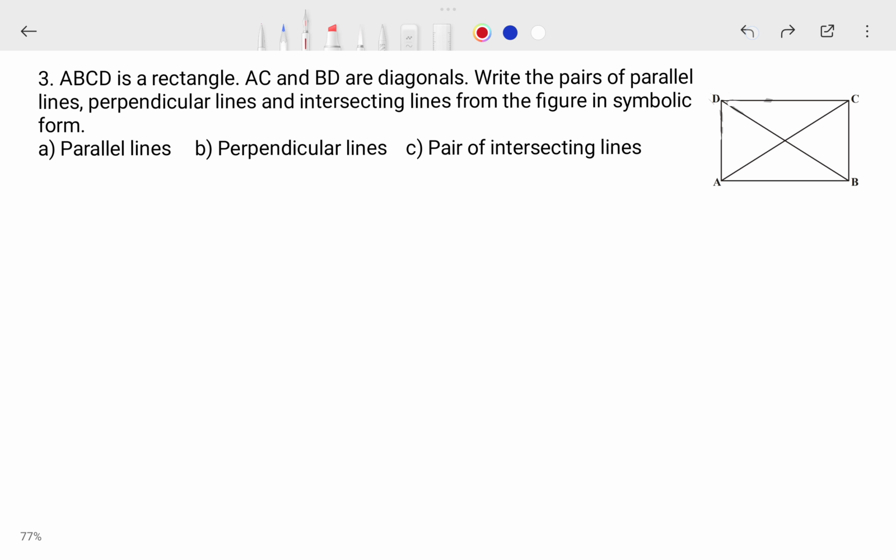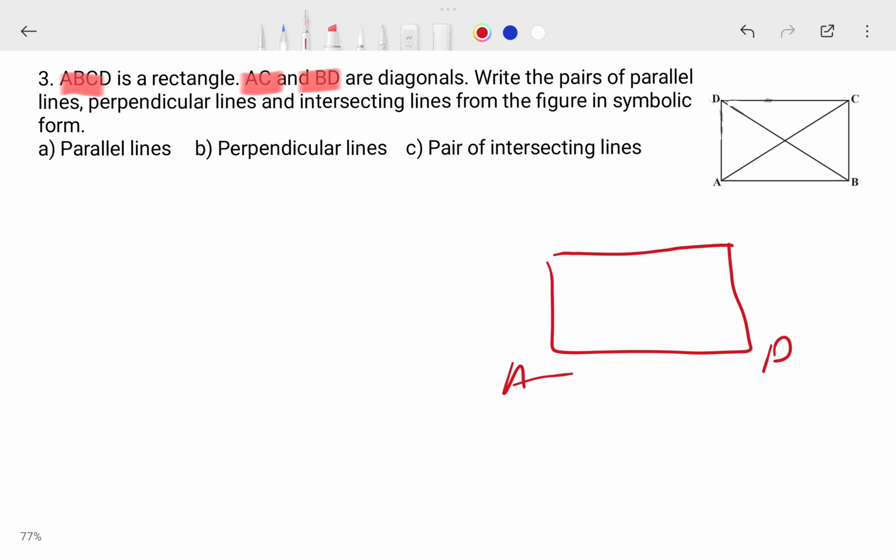So now let's see this one. In this question it is telling ABCD is given, like this figure is given, and it is a rectangle. Yes, it is a rectangle. So AC and BD are diagonals. In this figure, named A, B, C and D, AC is a diagonal, A to C. This line you are looking at is the diagonal. BD is also a diagonal. From B to D, this line is also a diagonal.